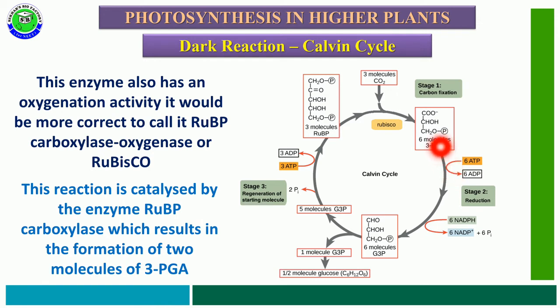2 molecules of 3-phosphoglyceric acid, simply called 3-PGA. So 3-PGA is the first product in carbon fixation of the Calvin cycle. In this flow chart, three molecules of RuBP react with three molecules of carbon dioxide, leading to the formation of 6 molecules of 3-phosphoglyceric acid. This is considered the first step in the Calvin cycle.